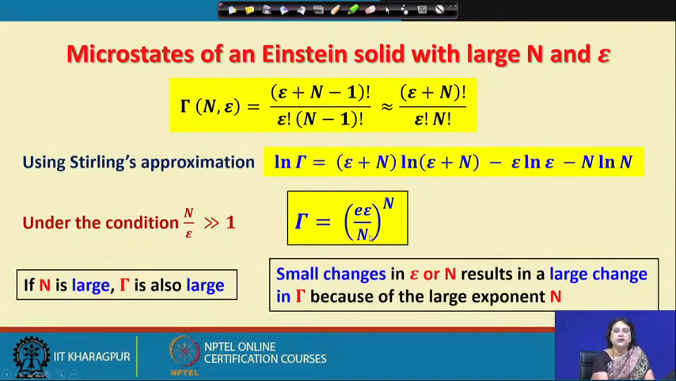So, what we have learned from here already is that for a given value of total energy of the system, an Einstein solid comprised of capital N non-interacting distinguishable simple harmonic oscillators is going to have a very large number of microscopic states associated with that given value of total energy epsilon.